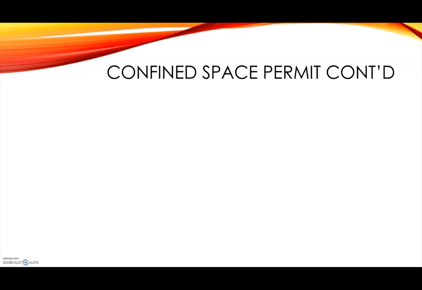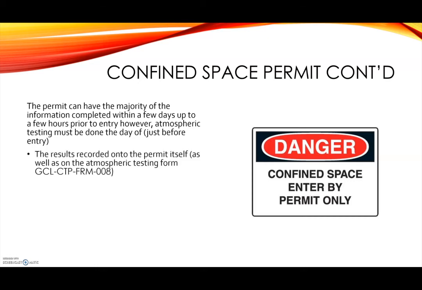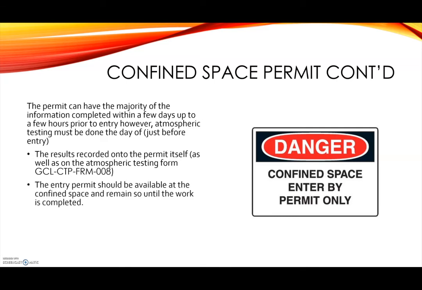Confined space permit continued. The permit can have the majority of the information completed within a few days up to a few hours prior to entry. However, atmospheric testing must be done the day of, just before entry. The results are recorded onto the permit itself, as well as on the atmospheric testing form. The entry permit should be available at the confined space and remain so until the work is completed. GrassCan will keep a copy of the completed permit on file for a minimum of 1 year.